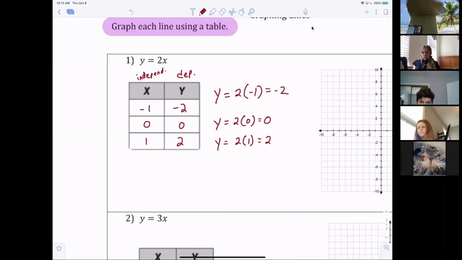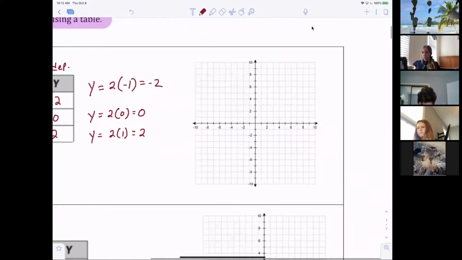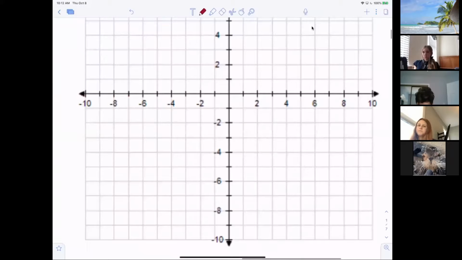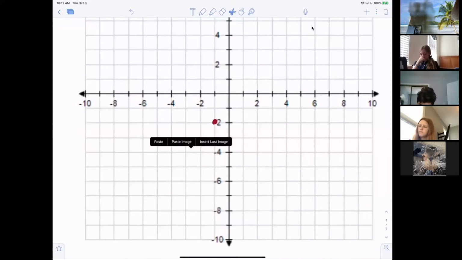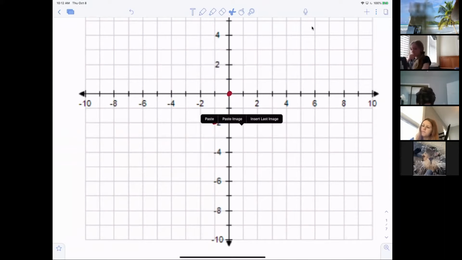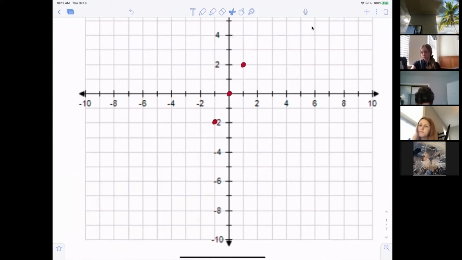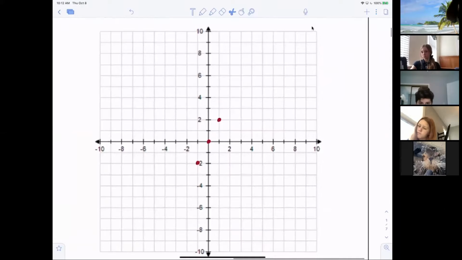So now we have to plot those 3 points. When you plot -1, -2, you go left 1 and down 2. And then we plot 0, 0. And then we plot right 1, up 2. Those 3 points should definitely make a line. So then what you do is you graph the line.